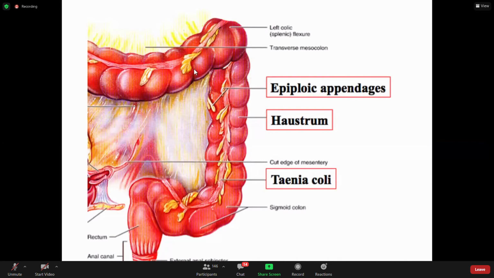While if you look at the transverse colon, you can see one band is running anteriorly, one band will be posterior inferior. If you look at the transverse colon here, one will be towards the inferior side, and one will be towards the posterior side, and this is the superior band. So this is superior, one will be inferior, and one will be basically on the posterior side.